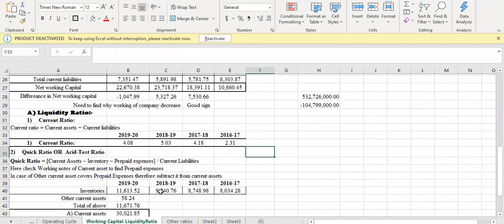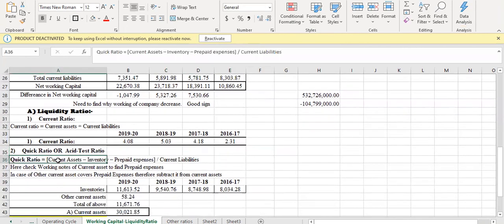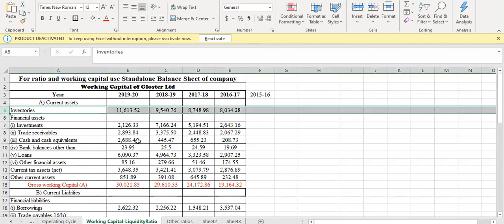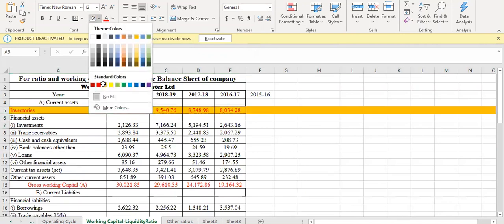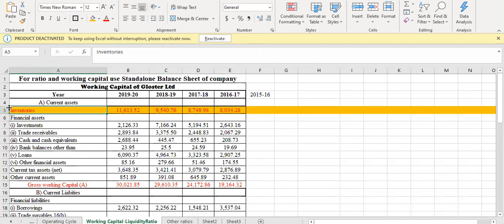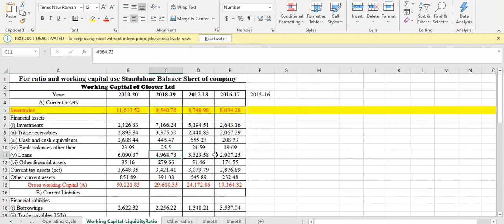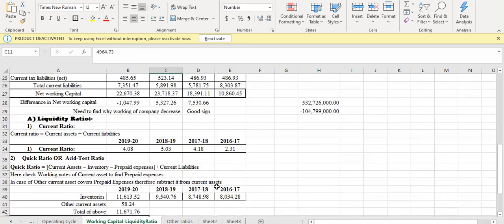Now for this purpose, first of all you have to see whether we have inventory readymade in our balance sheet. Yes, it is given. We have already mentioned it here in our current assets. The data is available with us as inventory. But we don't know about prepaid, that we have to find.